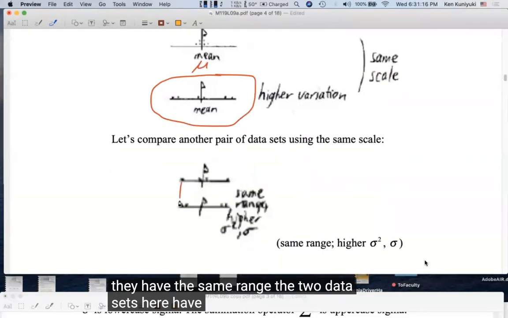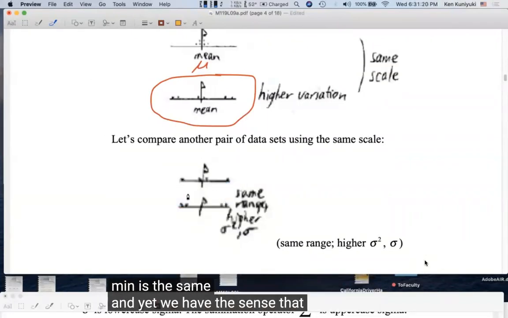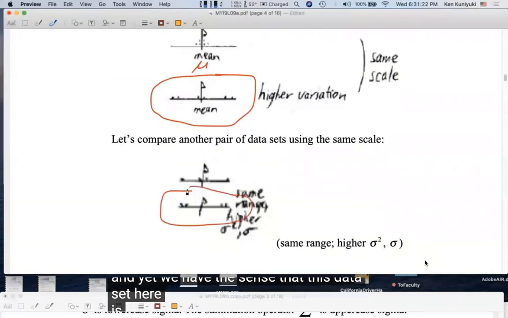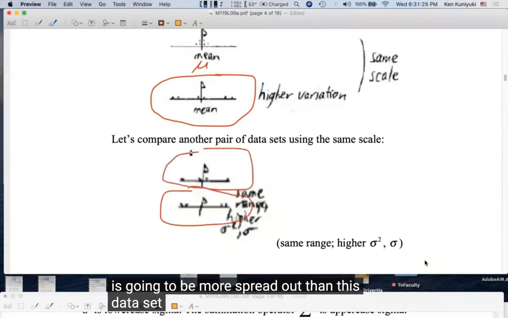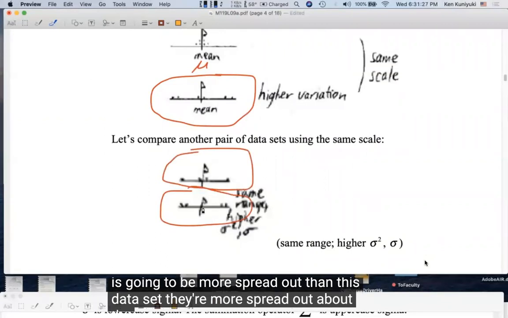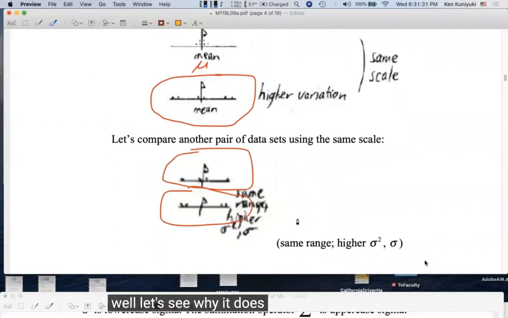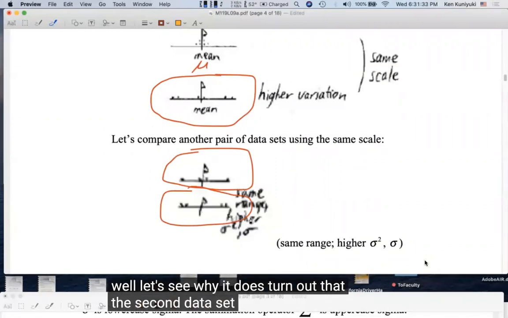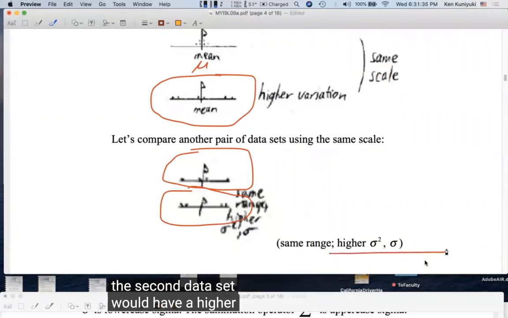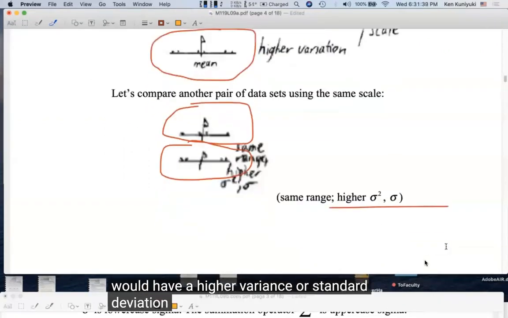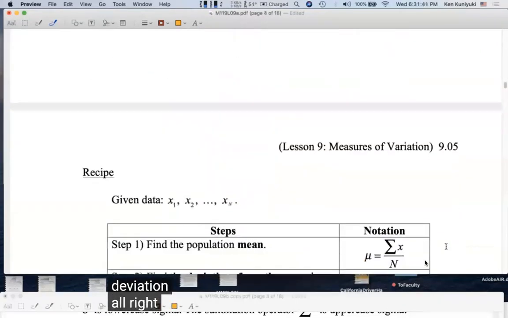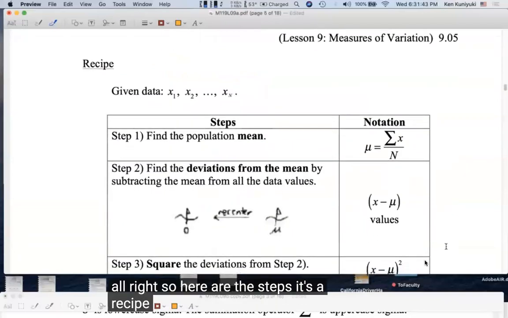Now it's true that the two data sets here have the same range. Max minus min is the same. And yet we have the sense that this data set here is going to be more spread out than this data set. They're more spread out about the mean. Well, let's see why. It does turn out that the second data set would have a higher variance or standard deviation. All right. So here are the steps. It's a recipe.